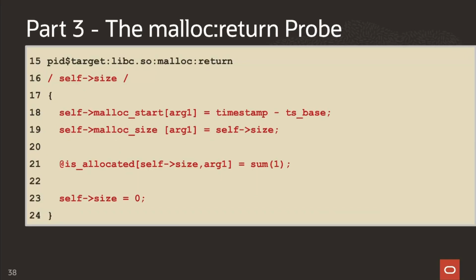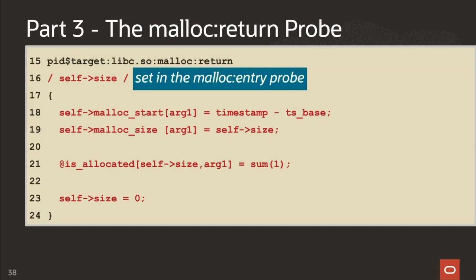The return probe is now more complex. Here at line 16, I'm going to make sure that the size has been set. That should have been set in the entry probe. It's a good sort of defensive programming to check for that.